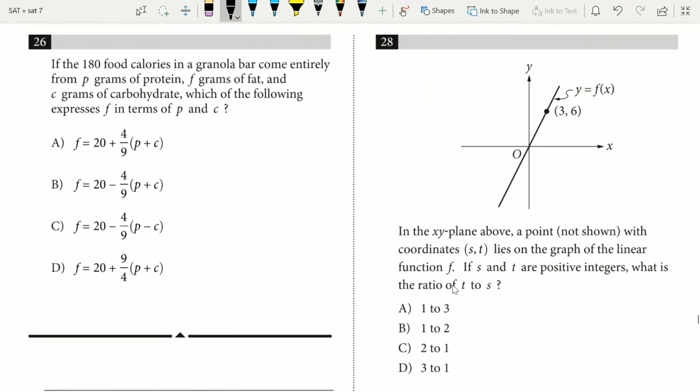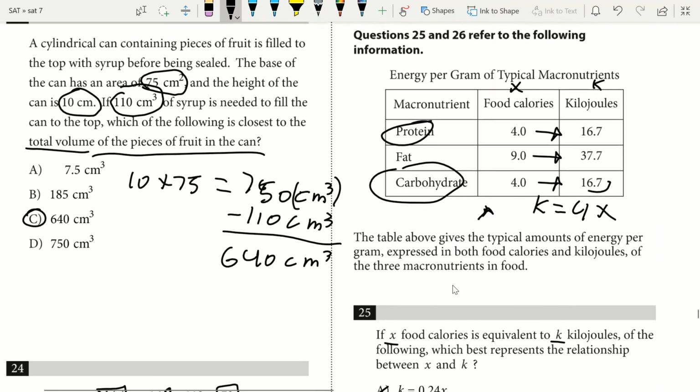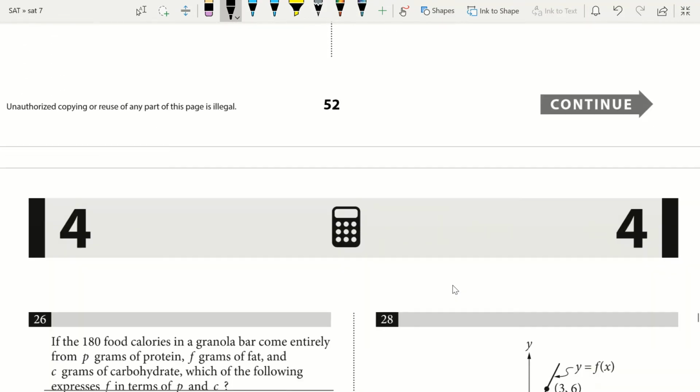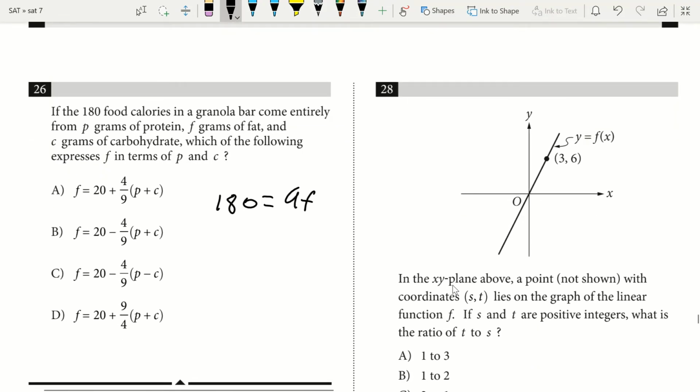All right, question 26. If the 180 food calories in a granola bar come entirely from P grams of protein, F grams of fat, and C grams of carbohydrate, which of the following expresses F in terms of P and C? All right, so I'm solving for F. Well, I was told up here that for 1 gram of fat, I get 9 calories, so it's going to be 9F, and then I'm going to have 4 calories per gram of protein and 4 calories per carbohydrate. So my equation then is that 180 calories total is going to be equal to 9 times every gram of fat plus 4 times every gram of protein plus 4 times every gram of carbohydrates.